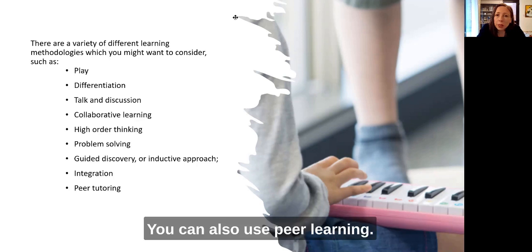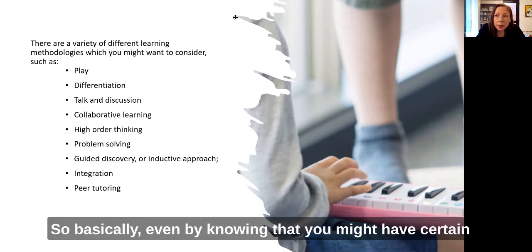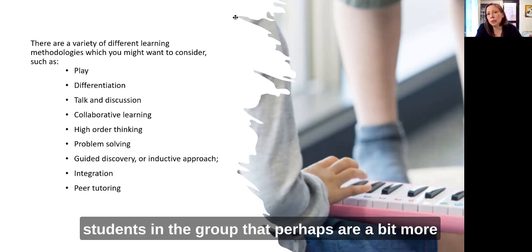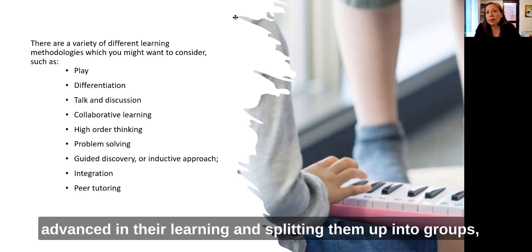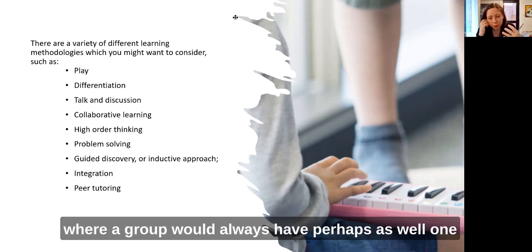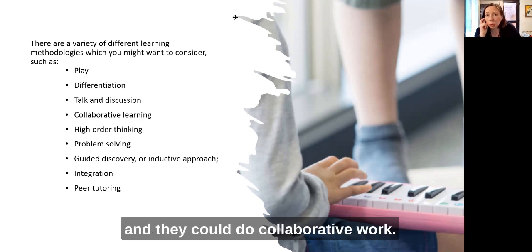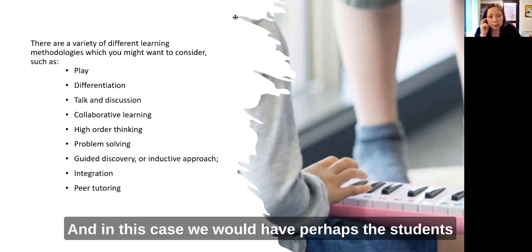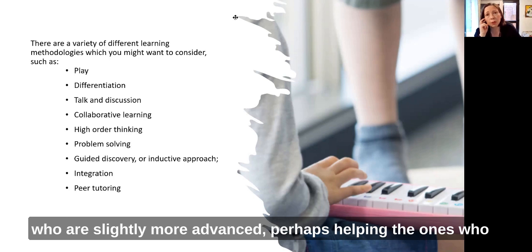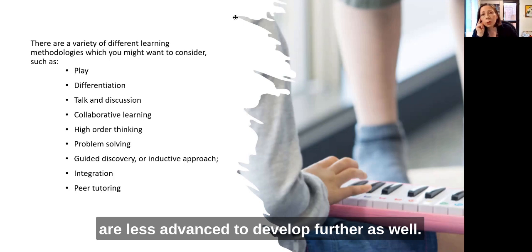You can also use peer learning. So basically, knowing that you might have certain students in the group that perhaps are a bit more advanced in their learning, you split them up into groups, where a group would always have perhaps one of those students who is a little bit more advanced, and they could do collaborative work. And in this case, we would have perhaps the students who are slightly more advanced helping the ones who are less advanced to develop further as well.